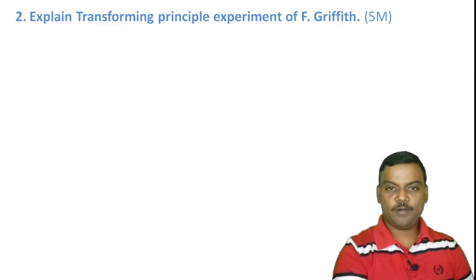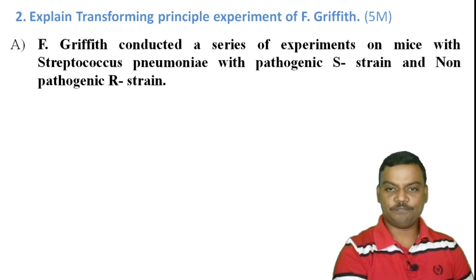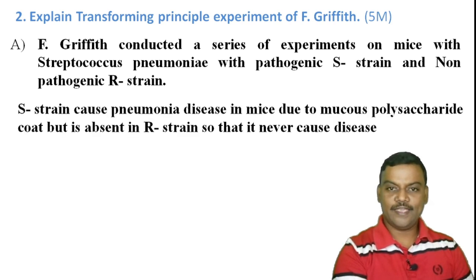Second question, explain the transforming principle experiment conducted by F. Griffith. It is also for 5 marks. F. Griffith conducted a series of experiments on mice with Streptococcus pneumoniae bacteria. Streptococcus pneumoniae has two types: a pathogenic S strain and a non-pathogenic R strain. The S strain bacteria cause pneumonia because of a mucus polysaccharide coat around it. But this coat is absent in the R strain, so it is non-pathogenic and never causes any disease.